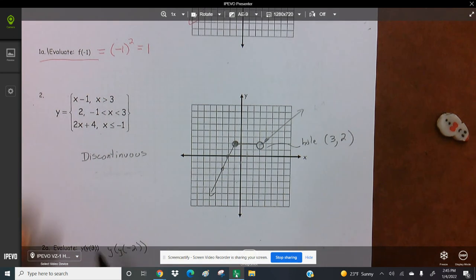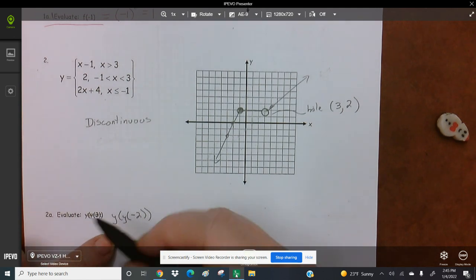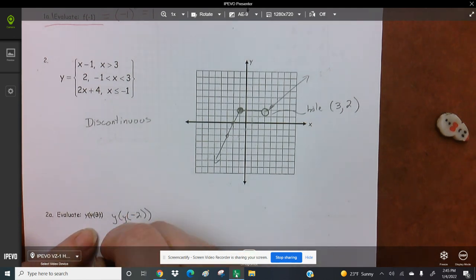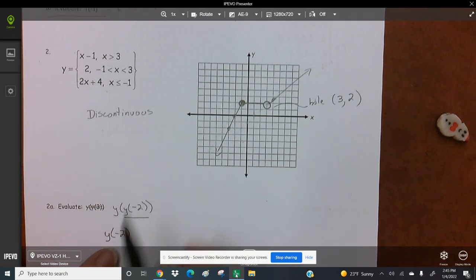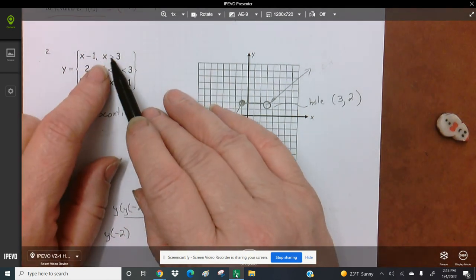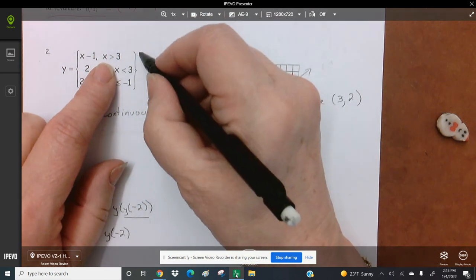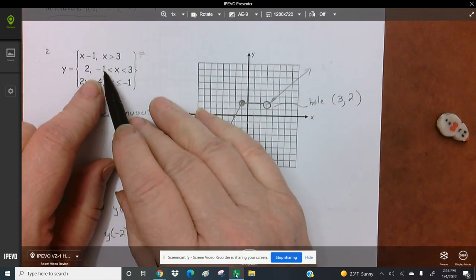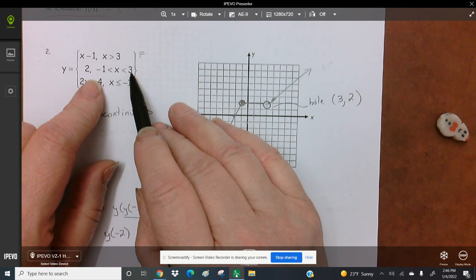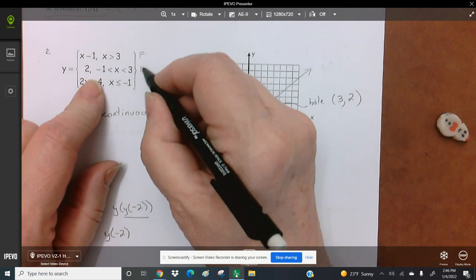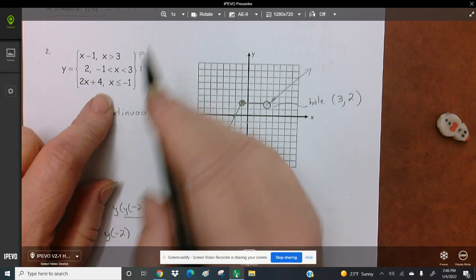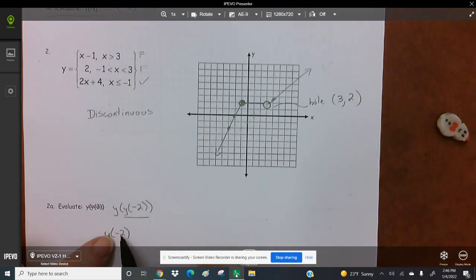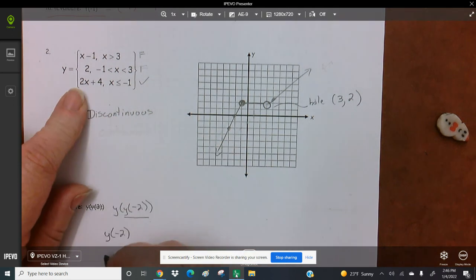So now it says, let's evaluate y of -2. So we always start from the inside out. So let's just start here. Let's find out what y of -2 is. So the first thing we have to do is find out, well, which one of these functions is valid at -2? Well, -2 is greater than 3. That's false. -1 is less than -2 is less than 3. Well, that's false. -2 is less than or equal to -1. That's true. So I'm going to take -2 and put it in here for x.